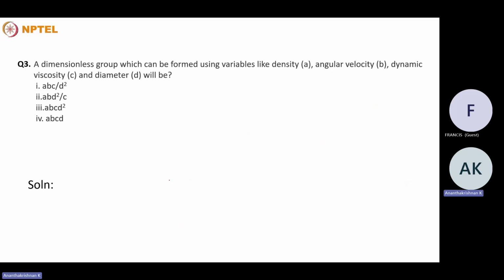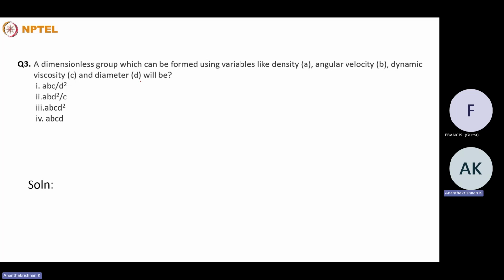This question deals with dimensional analysis, which is the second section of the lectures of the previous week. Look into the problem. A dimensionless group which can be formed using variables like density, angular velocity, dynamic viscosity, and diameter will be ABC divided by D square, and these four options are given. Each of the four options will form a dimensionless group.